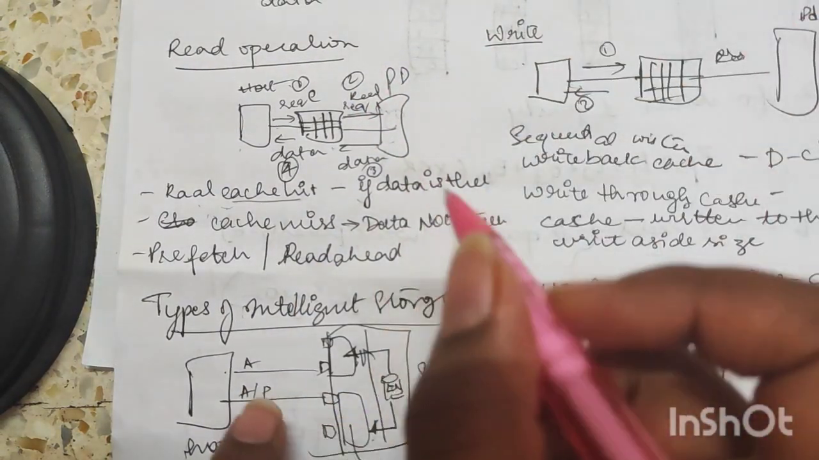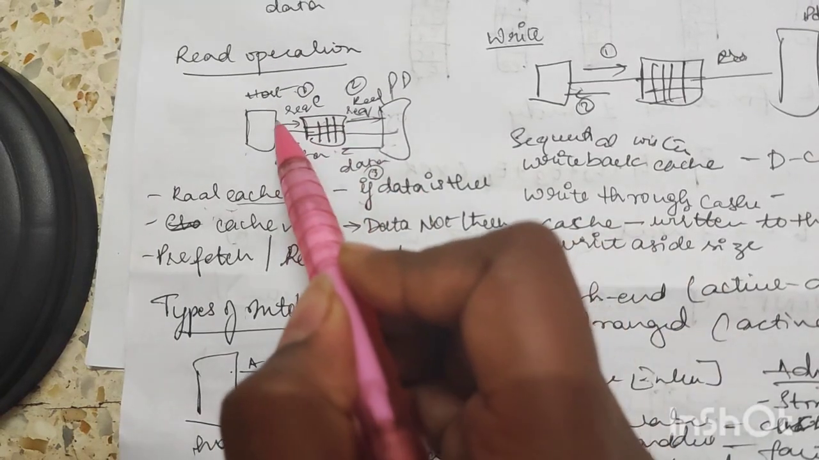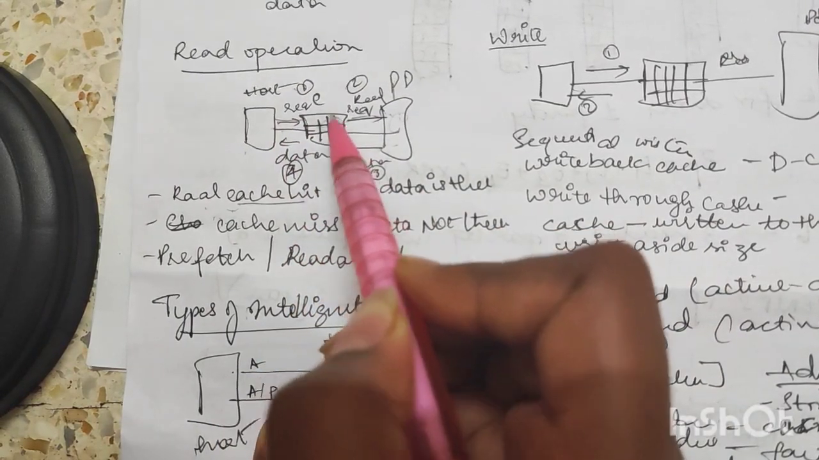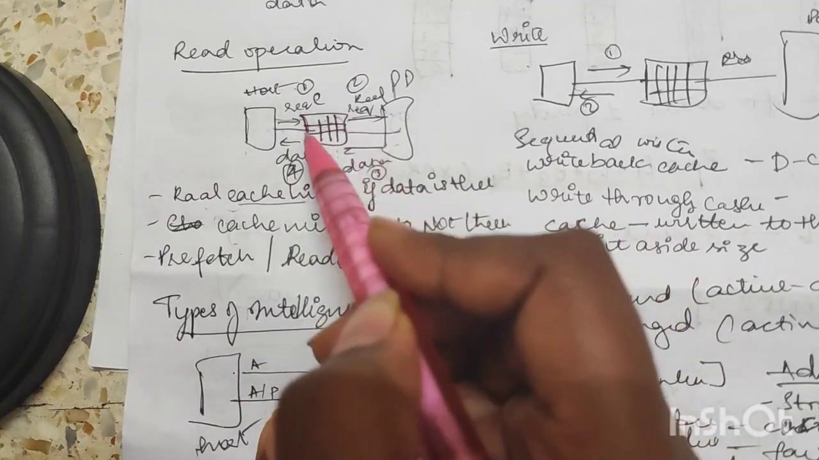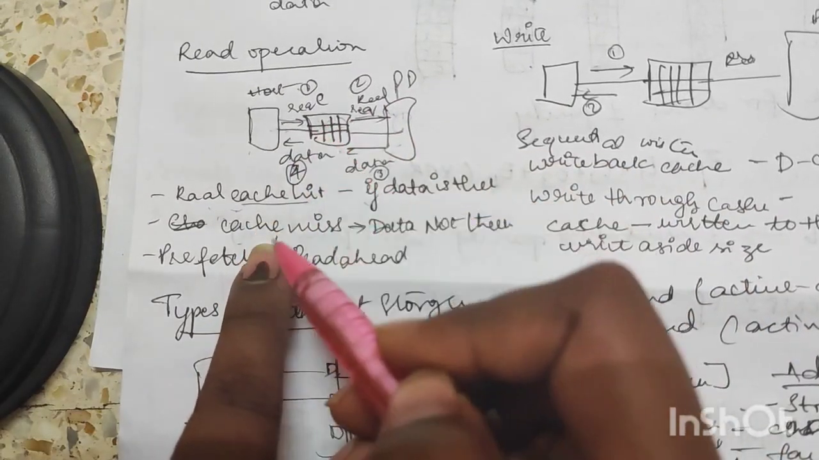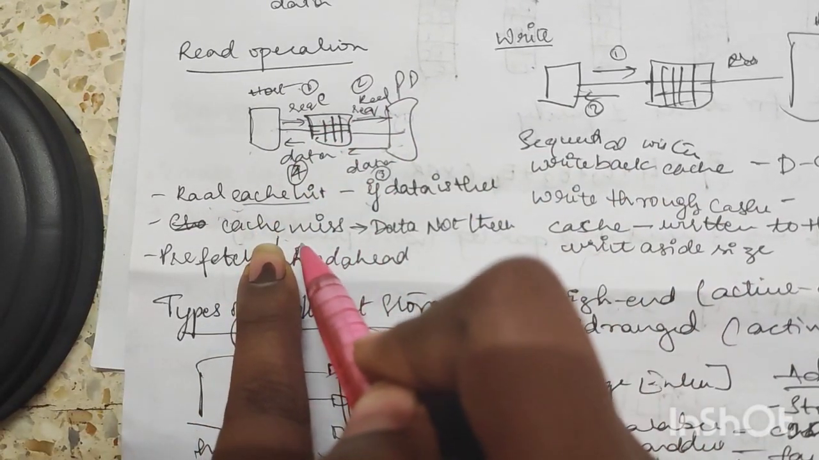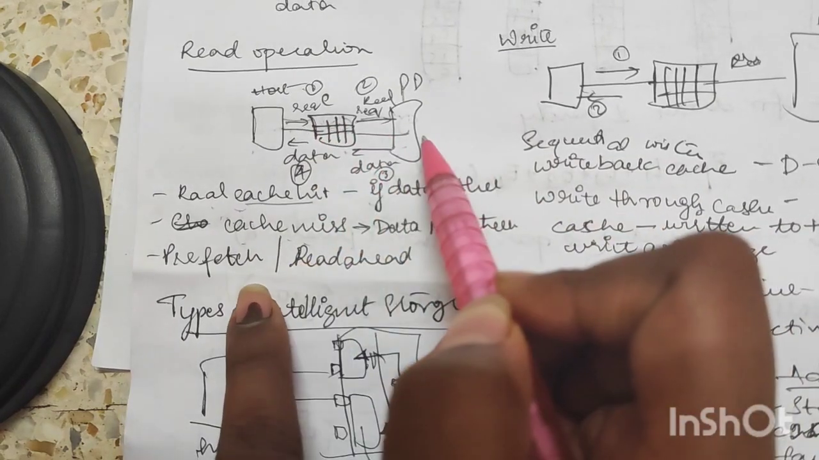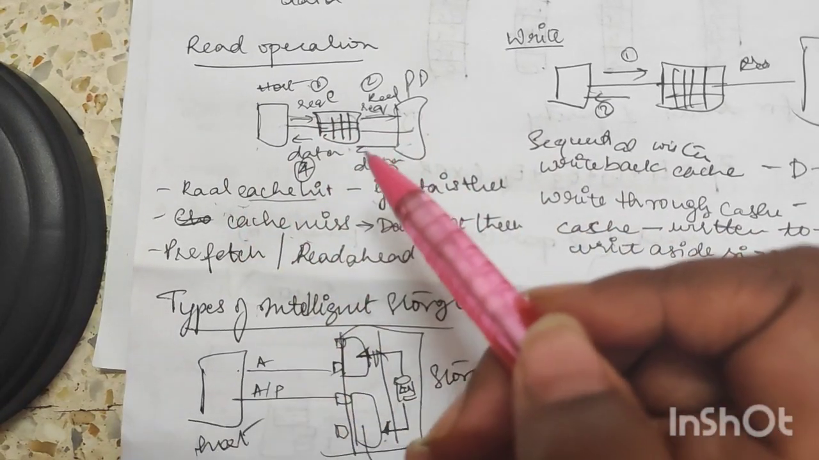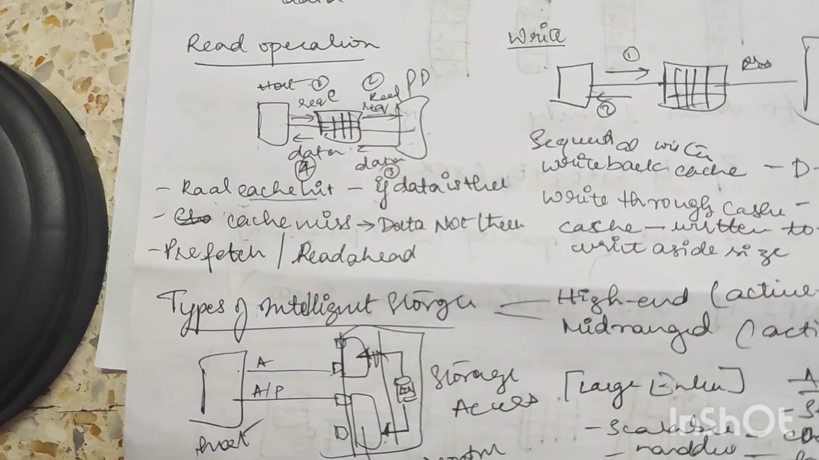Normally, if it is there in the cache, only the request is sent, you find the data over here, and then you send the data back. So that is when your cache hit happens. When a cache miss happens, the data is not there and it has to go further. So this is called prefetch or read ahead.